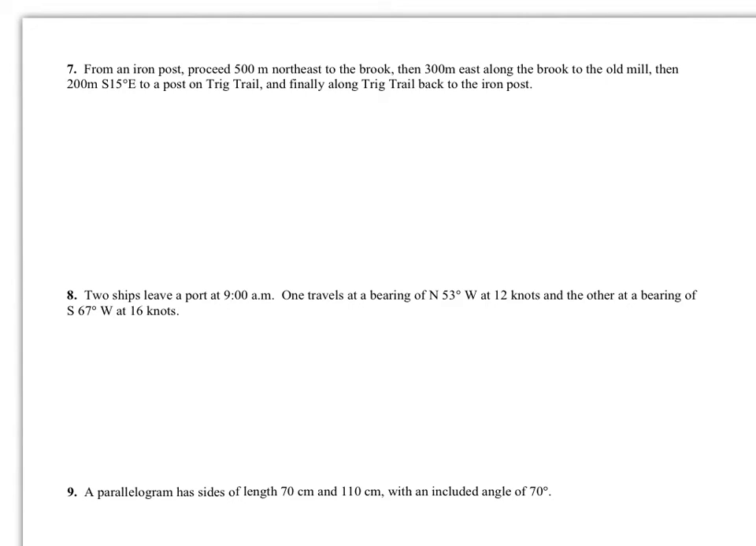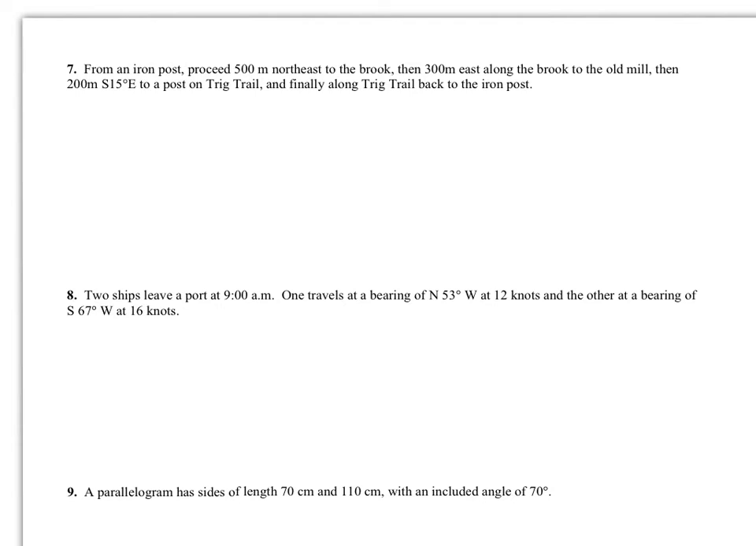From an iron post, proceed 500 meters northeast to the brook, then 300 meters east along the brook to the old mill. Then 200 meters south 15 degrees east to a post on, you guessed it, Trigg Trail. And then finally along Trigg Trail back to the iron post. Okay, yeah, you know I make these up, right? All right, let's start from the beginning.